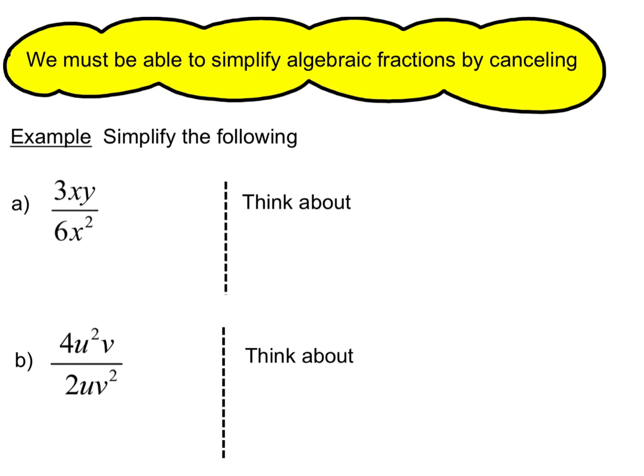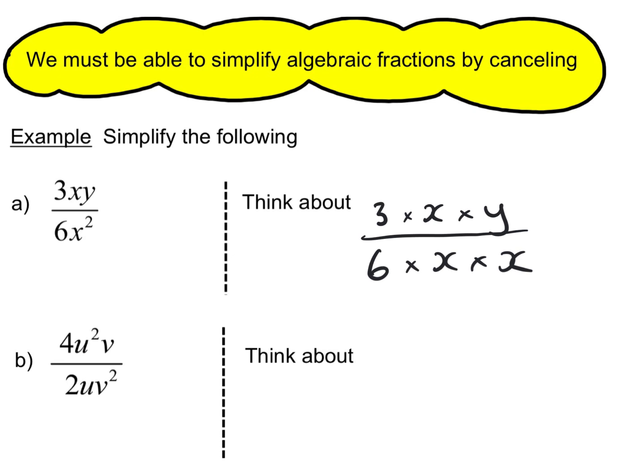When we see 3xy over 6x squared, we need to think about it as 3 multiplied by x multiplied by y. And on the bottom, 6x squared is 6 multiplied by x multiplied by x again, and that's my x squared. Now, remember, we are trying to cancel out top and bottom.